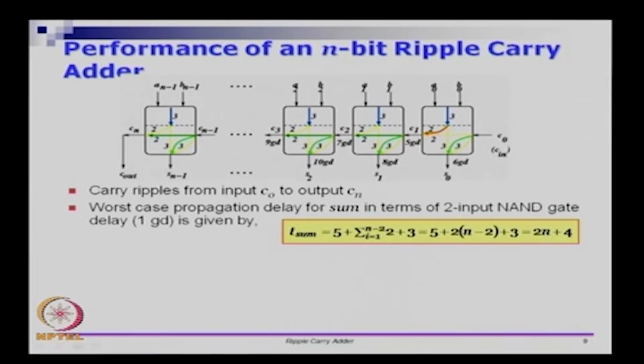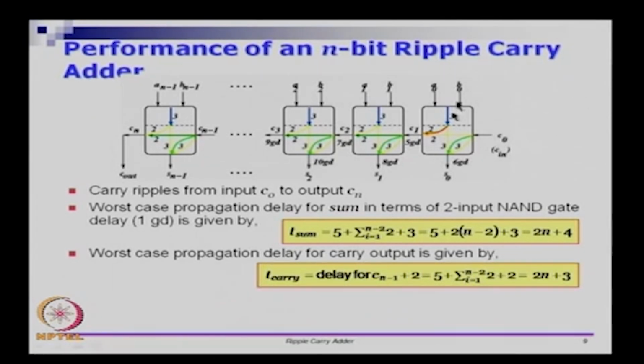So where n is the number of stages and 2n plus 4 is the number of gate delays in terms of 2 input NAND gates that we require for this one. So the worst case propagation delay for carry output, however, is delay for Cn minus 1 plus 2, right, or it is actually 1 unit less than 2n plus 4. So you still need to generate Cn minus 1. To generate Cn minus 1, it is this factor plus 5, but this path only has 2 NAND gates, so instead of adding 3, we will add only 2, that will be 2n plus 3.